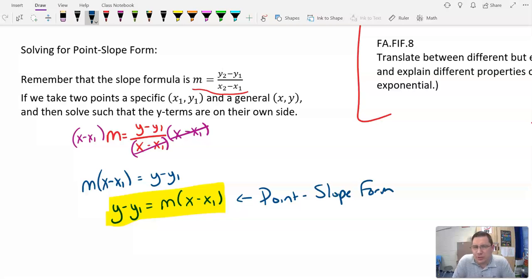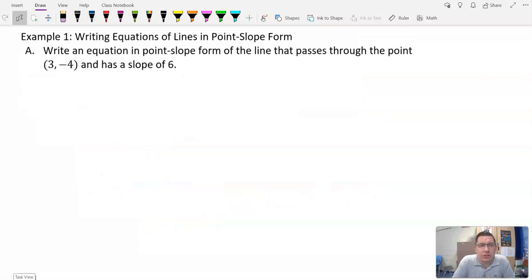Now, the way we use it typically is that we're going to be given one specific point, so like the ordered pair 5, 7, and we're going to know the slope, and we'll plug it in there, and that's point slope form. But sometimes we're given 2 points, and if we're given 2 points, we need to first find the slope of the line between them. But let's see how we're going to use this to deal with graphing functions. So in this first example, we're going to be given a point and the slope, and asked to write the equation of the line in point slope form.